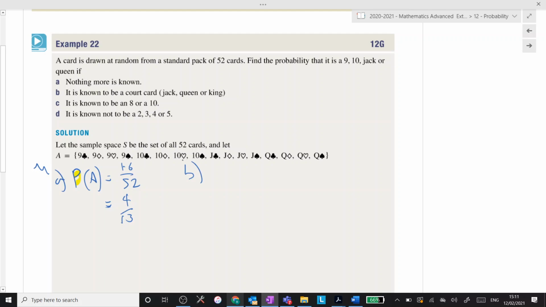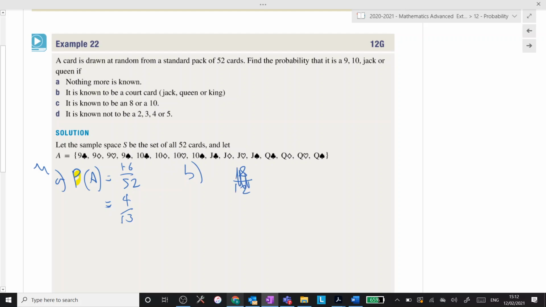What about question B? It is known to be a court card, so we now know it's a court card. So what has that reduced our sample space to be? You can either use the formula or do the reduced sample space over the reduced event space. Which would you prefer? Because if we know that it is a Jack, Queen, or King, the sample space gives us 8 out of 12, correct?